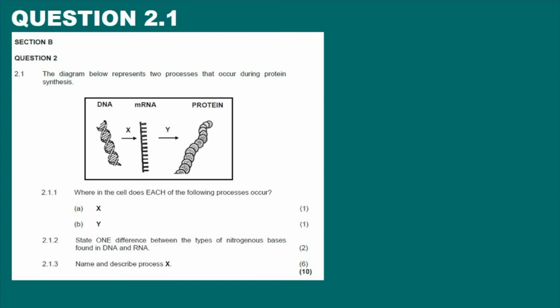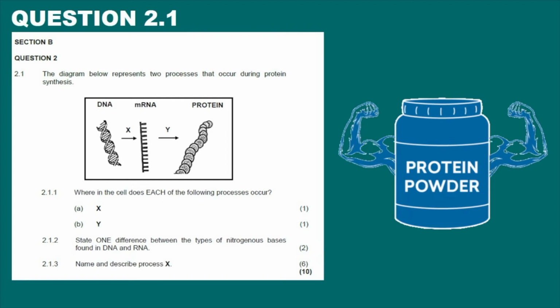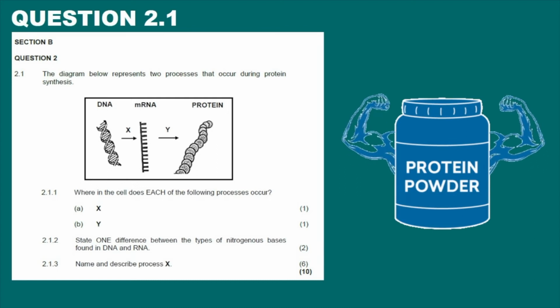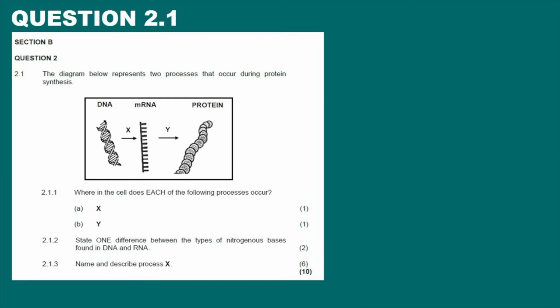What this tells me is that I am going to make a protein, because the word synthesis means I am making something. If I look at my diagram, I will see that I have DNA. Then process X takes place, where it converts DNA into mRNA. And then process Y takes place, which converts my mRNA into a complete protein, or like in the diagram, a peptide chain.